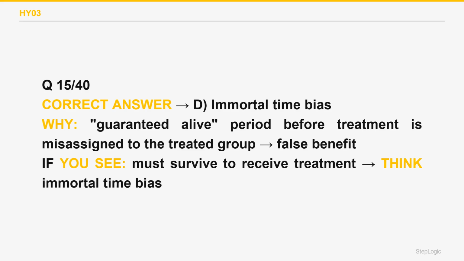Lead time bias is about diagnosing the same disease earlier and mismeasuring survival, not about a guaranteed survival window before treatment. Choice A, wrong. Length time bias concerns preferentially detecting slow-growing disease in screening, unrelated to prescription timing. Choice B, wrong. A guaranteed alive interval misassigned as treated time is immortal time bias.